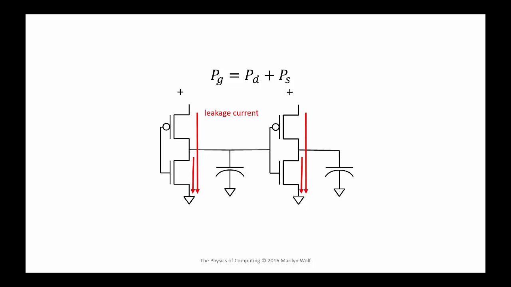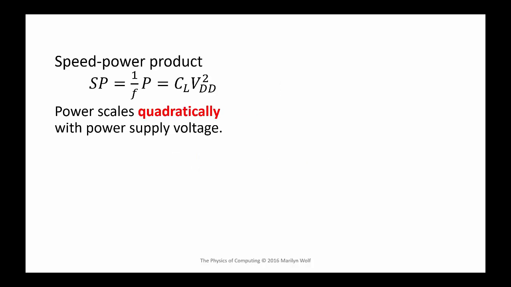Modern transistors are imperfect and they leak current even when they're not on. The power consumption caused by leakage current is becoming a larger and larger component of total power as transistors get smaller. When we multiply together the speed of the circuit and its power consumption, we get an important metric, speed-power product. If we just concentrate on dynamic power consumption, we have a very simple formula. It's equal to the load capacitance times the square of the power supply voltage. So power consumption scales quadratically with power supply voltage.